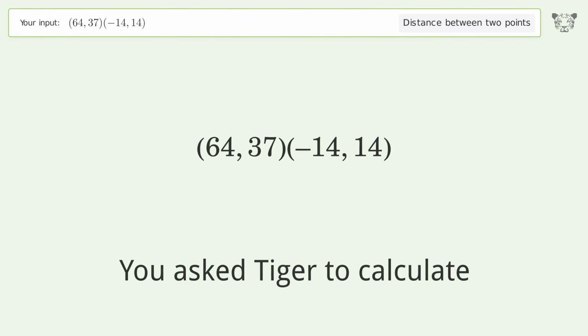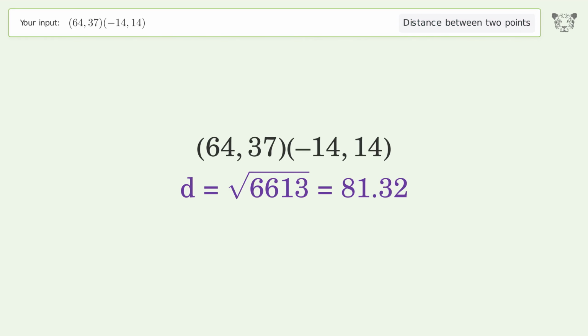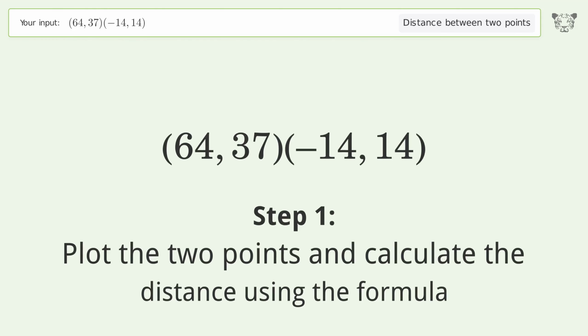You ask Tiger to calculate. This deals with the distance between 2 points. The distance between the 2 points is the square root of 6,613, or 81.32. Let's solve it step by step. Plot the 2 points and calculate the distance using the formula.